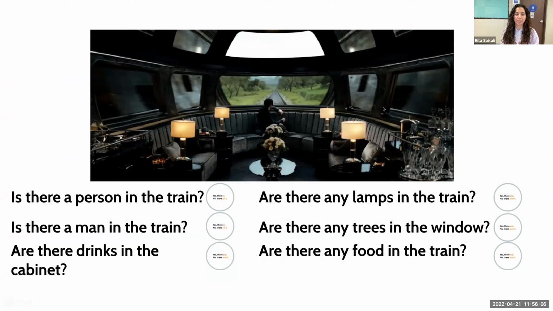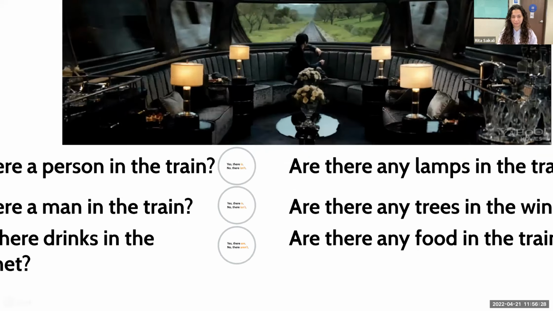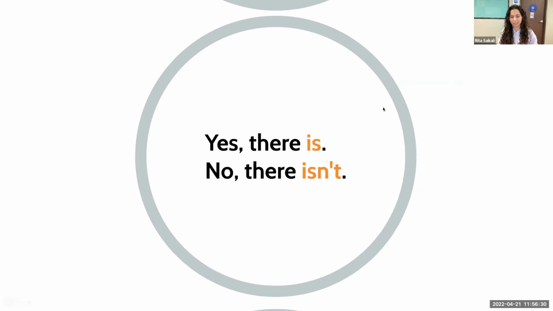Is there a person in the train? What do we think? Look at the picture. Yes, there is a person in the train. Yeah, I know. It's really hard with the lights on. Is there a man on the train? Yes, there is, right? If I were to say this in a negative way, what would it be? No, there isn't, right?